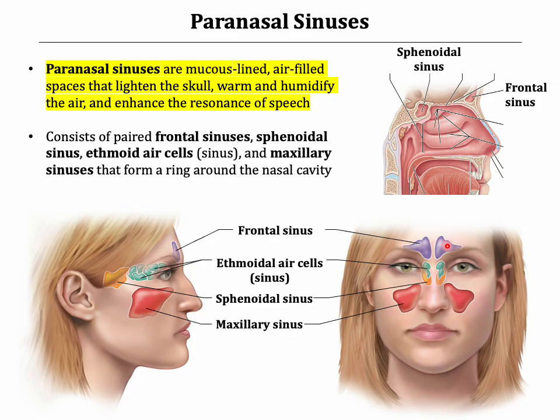We have a pair of frontal sinuses. We have ethmoidal air cells within the ethmoid bone. We have a pair of maxillary sinuses and sphenoidal sinuses as well. So you can see a couple different views of that.